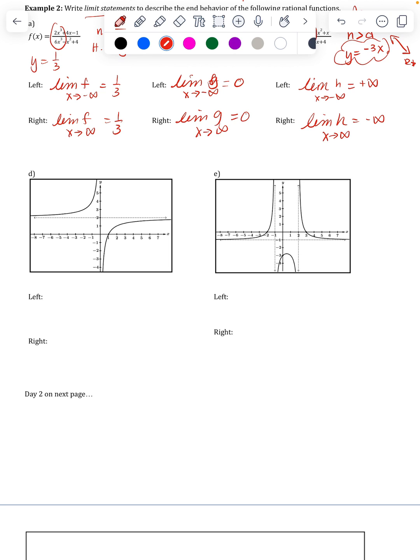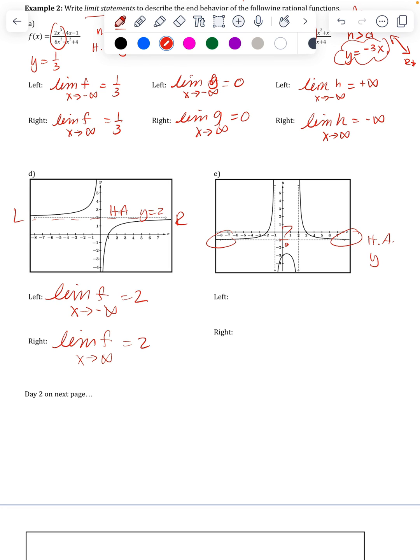Sorry. So here's the right end and here's the left end, and you can see that there's a horizontal asymptote located here at 2. So both the left and the right will be approaching that horizontal asymptote. And again, I'm only talking about the ends, so I don't care about what's going on in here. These ends are approaching a horizontal asymptote that is located at -1.